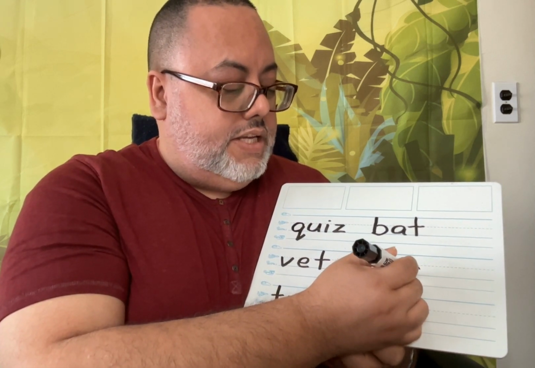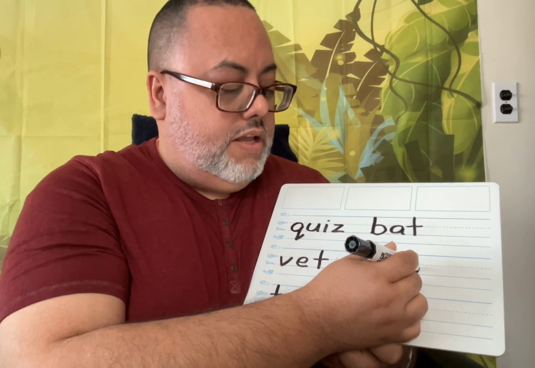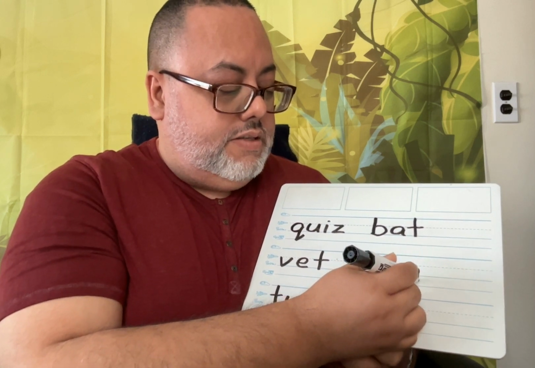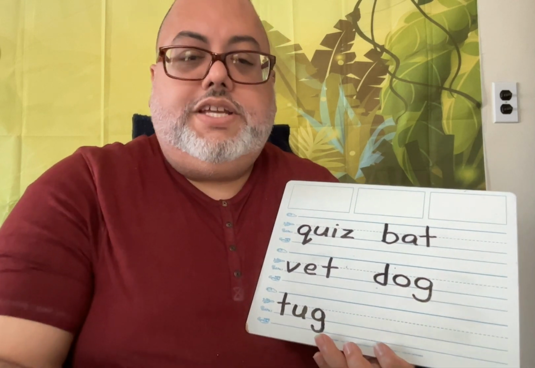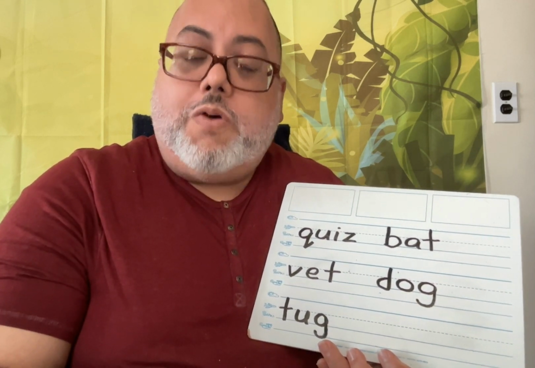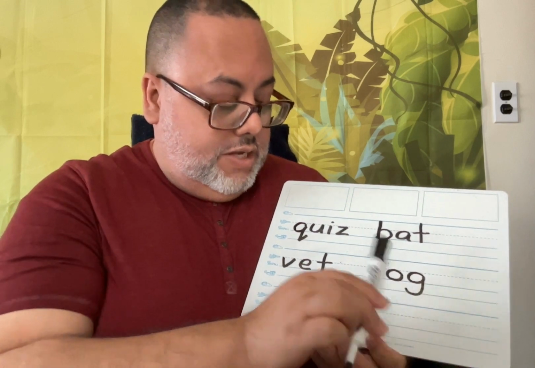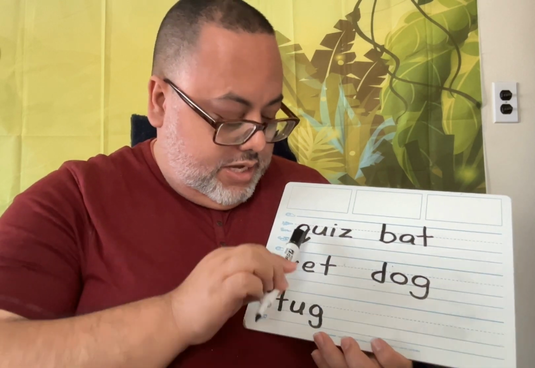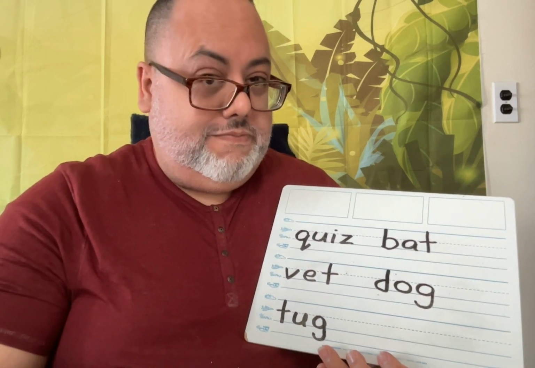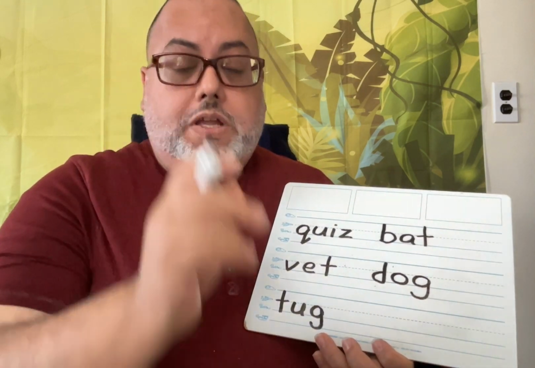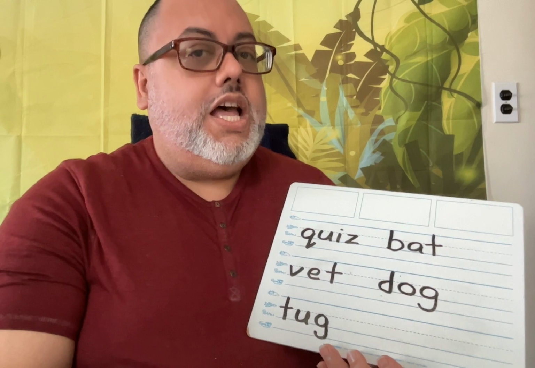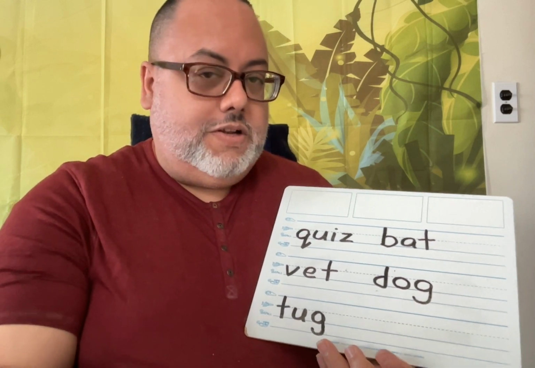And then the G, yes, touches the plane, touches the grass, makes a circle like an O, but then makes the hook on the G down to the worm line. So G touches the worm line and Q touches the worm line. All right. Now we're going with another CVC word.